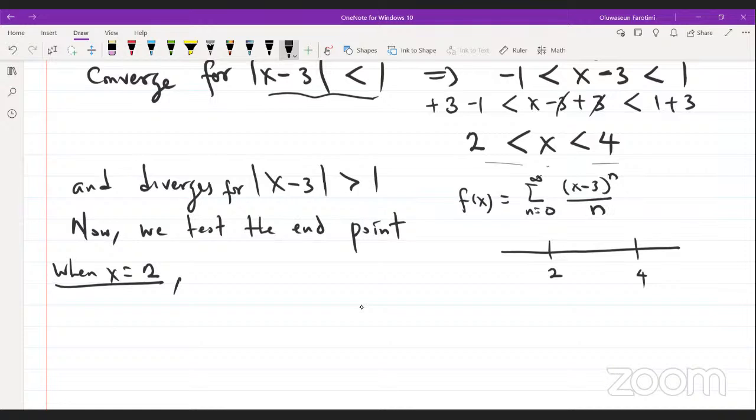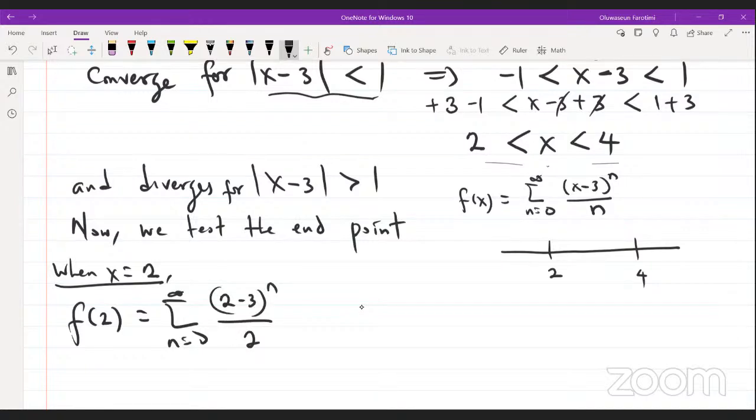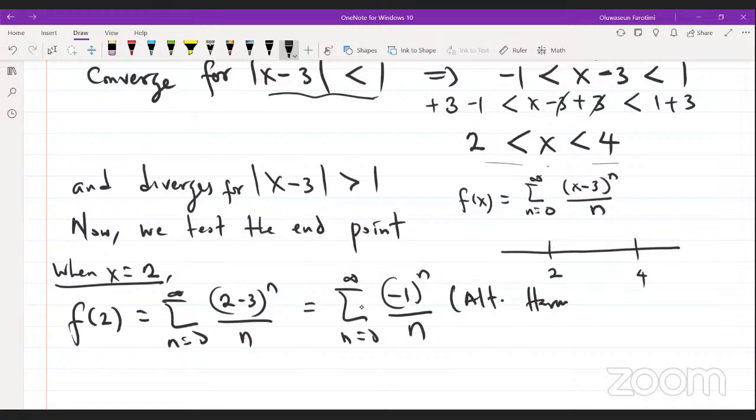When x is 2, plug in 2 there. You have a series from 0 to infinity, and this is like (2 minus 3) to the power of n, divided by 2 to the n, divided by n. This is just the sum from n equals 0 to infinity of negative 1 to the power of n over n. We just saw this, okay? This guy is an alternating harmonic series, and it converges.